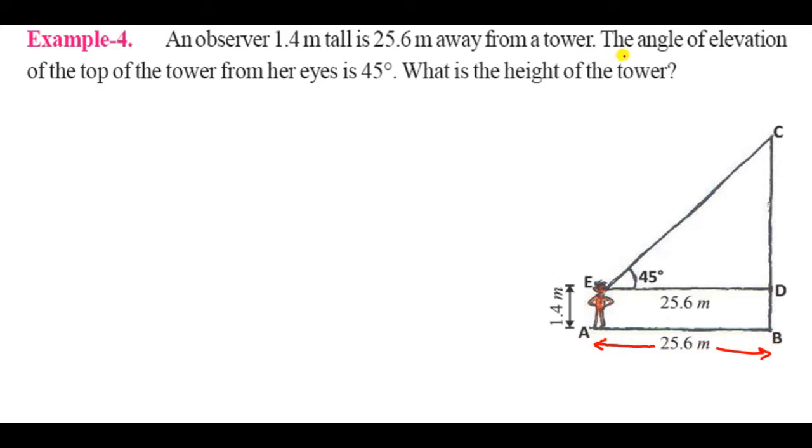This is the horizontal line. So this is the angle of elevation. So it is 45 degree. What is the height of the tower? That means BC. What is the height? That is BC. BC is the height of the tower. So how can we find the height of the tower? Now consider this triangle, as you know, DE is also AB.